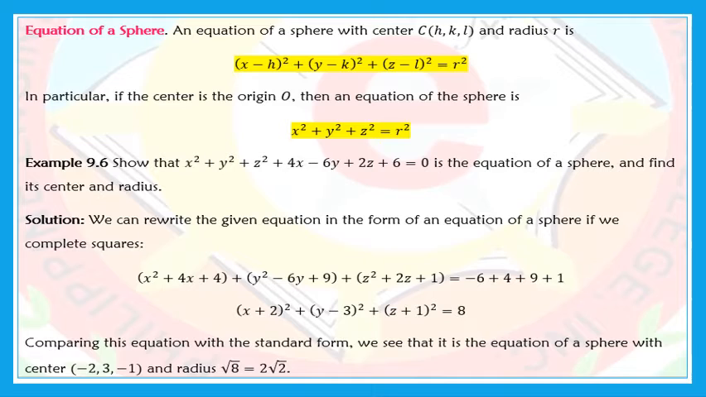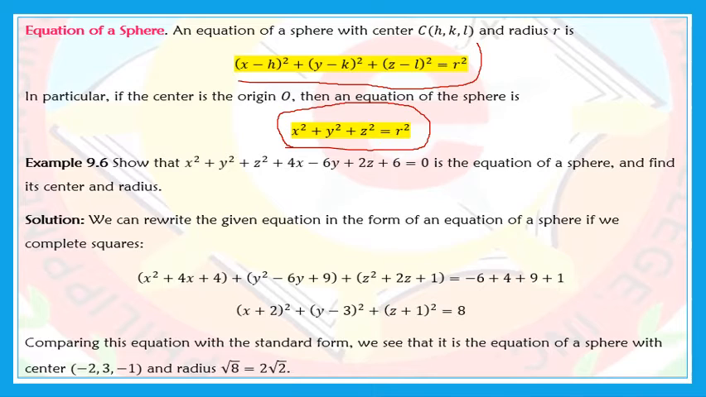Equation of a sphere. An equation of a sphere class with center C(h, k, l) and radius r is this one. So yung na-derive natin sa example sa previous slide. In particular, if the center is the origin, then an equation of the sphere is, okay, kung ang center natin is at the origin, ang magiging equation ng sphere natin is x squared plus y squared plus z squared equals r squared. Kung center is the origin, ibig sabihin 0, 0, 0 si h, 0 si k, 0 si l.